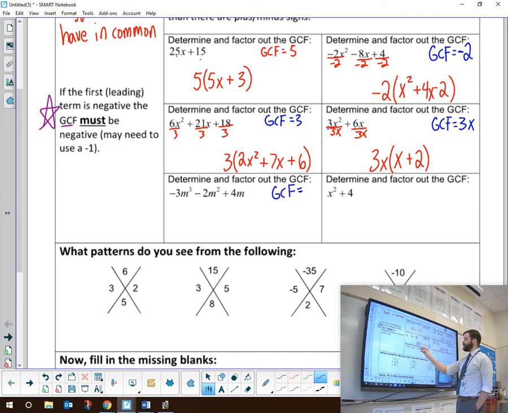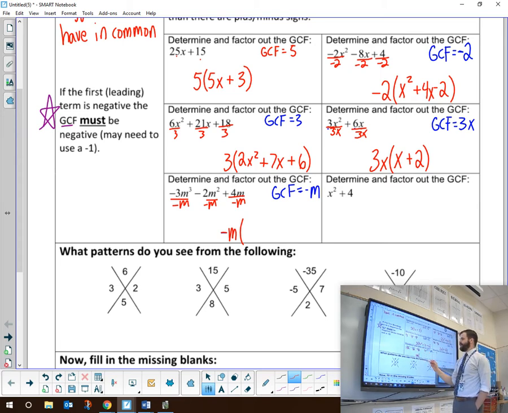But they do have an m in common, right? They each have an m, so we can pull out an m. So we're going to go, my GCF is negative m. So my GCF is negative m, and so we're going to divide this by negative m, divide this by negative m, and divide this by negative m.